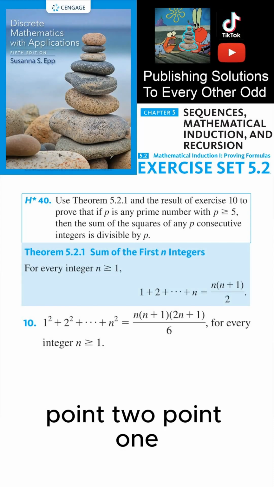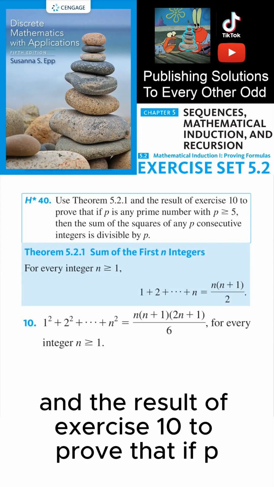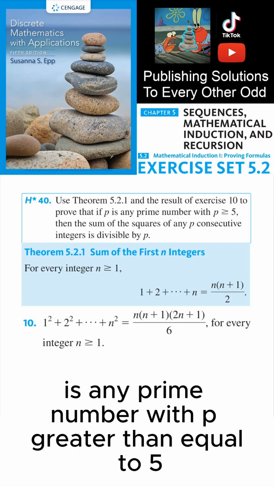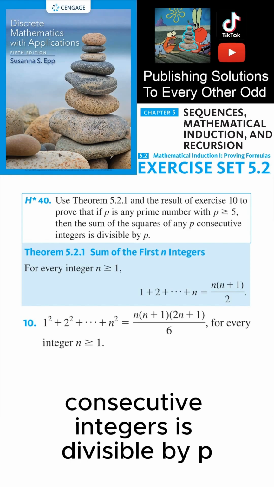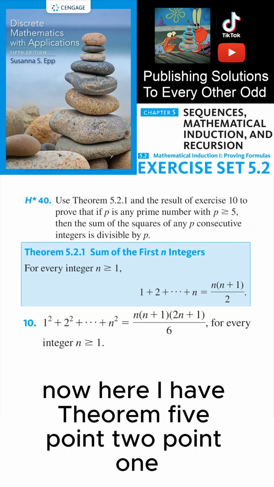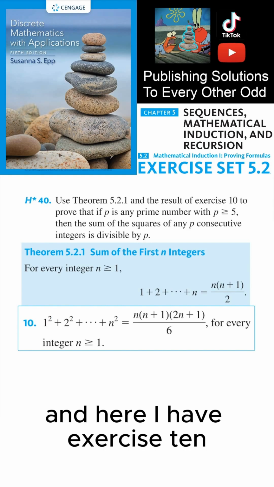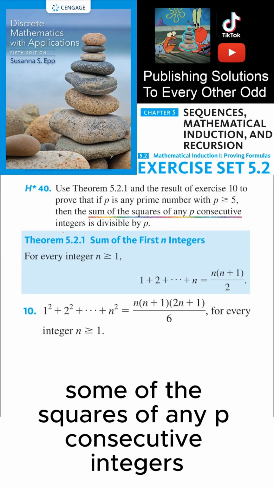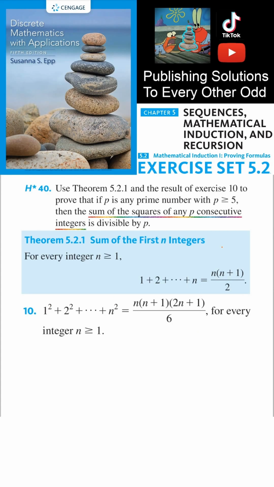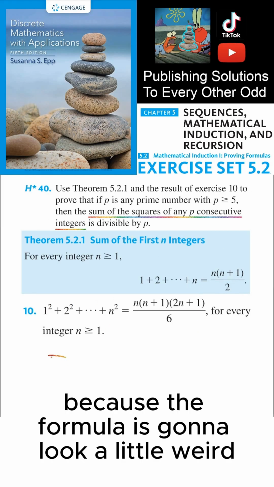Use theorem 5.2.1 and the result of exercise 10 to prove that if p is any prime number with p greater than or equal to 5, then the sum of the squares of any p consecutive integers is divisible by p. Now here I have theorem 5.2.1 and here I have exercise 10. So now we have to write the sum of the squares of any p consecutive integers. This is going to be a little bit tricky because the formula is going to look a little weird.